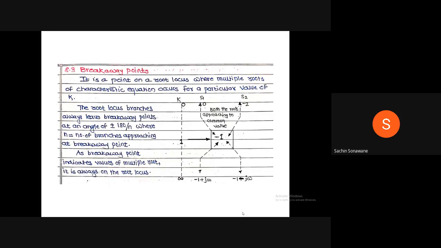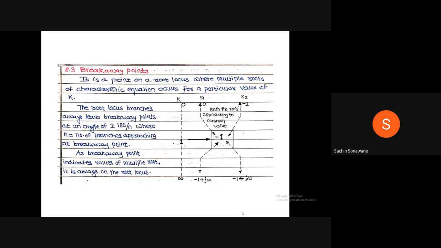Now breakaway point. It is a point on a root locus where multiple roots of characteristic equation occur for a particular value of K. The root locus branches. Branch means leaves. Always remember, branch means to start from that point or to leave that point. We know in a tree different branches are there. Now how are those branches formed?